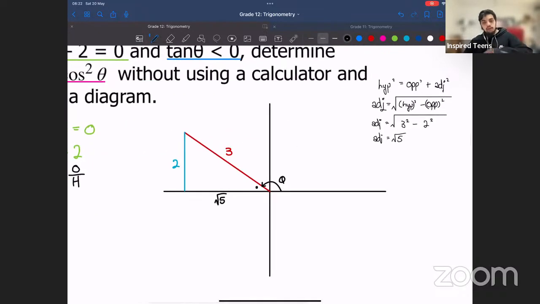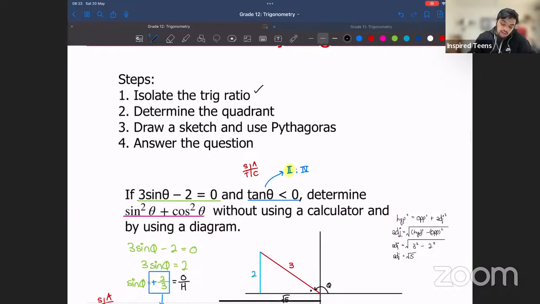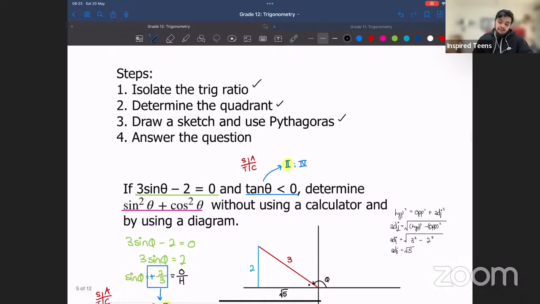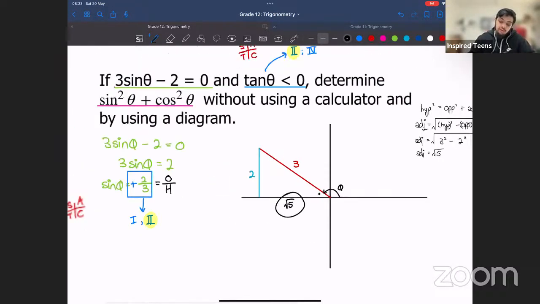Okay, so now we've completed the triangle. Always do that, always complete the triangle. So we've isolated the trig ratio. We've determined which quadrant we draw it in, and we drew a sketch, and we used Pythagoras to solve for the third side. Okay, now what's left to do?